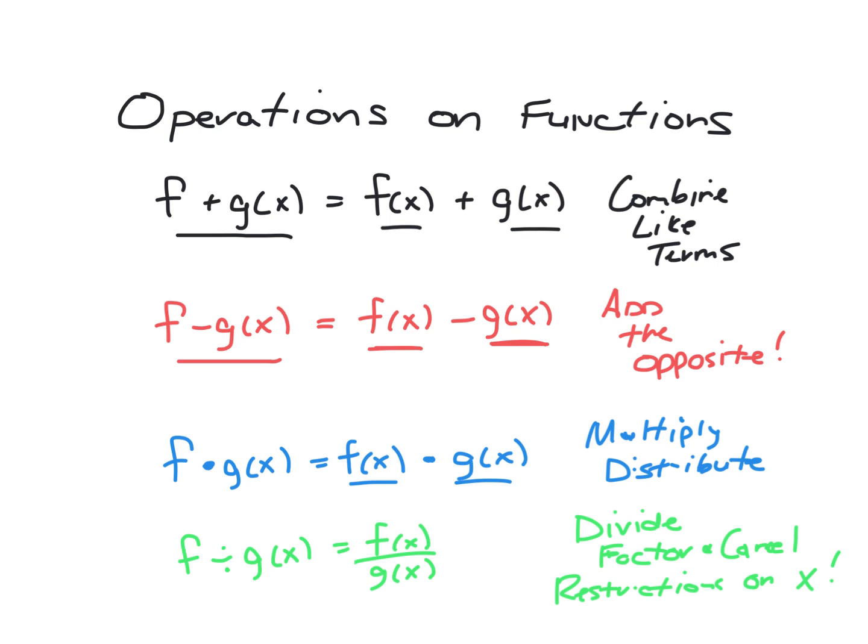Division's kind of unique. We're going to divide, so f divided by g of x is the same as f of x divided by g of x. You're going to factor, or you're going to look and see if possibly you might have factors that are common on the top and the bottom, and if there are, you can cancel those. Also looking if there's any restrictions on x, because this denominator part, this g of x, that cannot equal 0. So whatever makes that equal 0 is a restriction on what x can be.